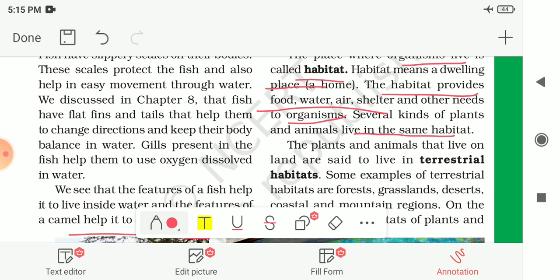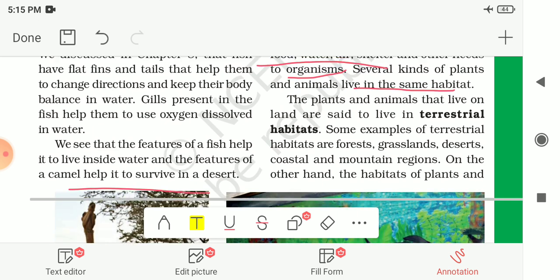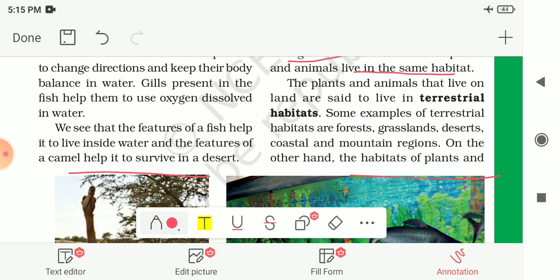Like we had seen, cactus are found in the desert and camels are also found in the desert. So these different living organisms are found in the same habitat. The plants and animals that live on the land are said to live in terrestrial habitats. According to the regions or places, there are different kinds of habitats. The first one is terrestrial habitats. Plants and animals that live on land have terrestrial habitats. Some examples of terrestrial habitats are forests, grasslands, deserts, coastal and mountain regions.